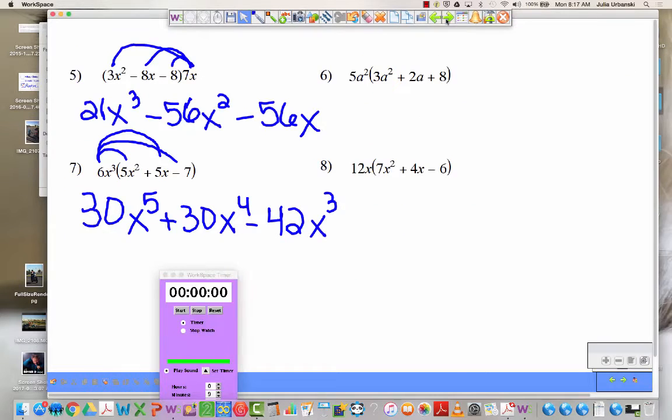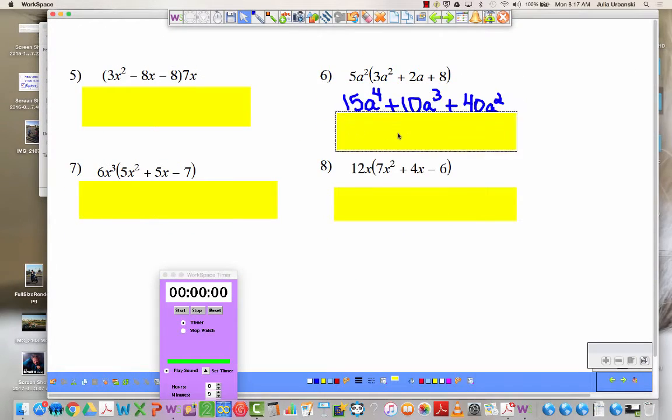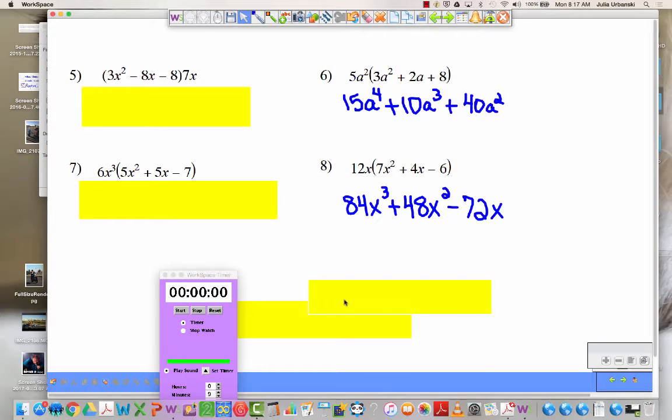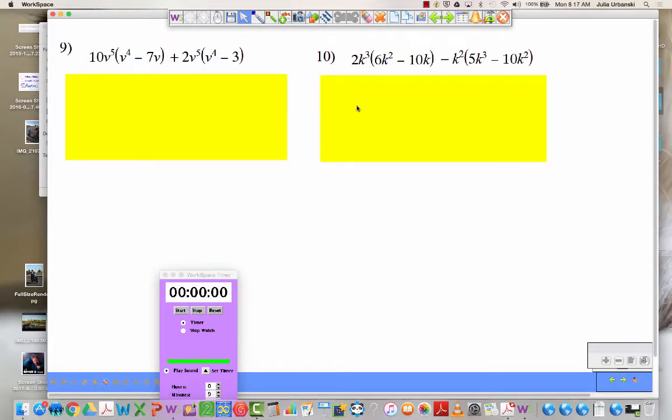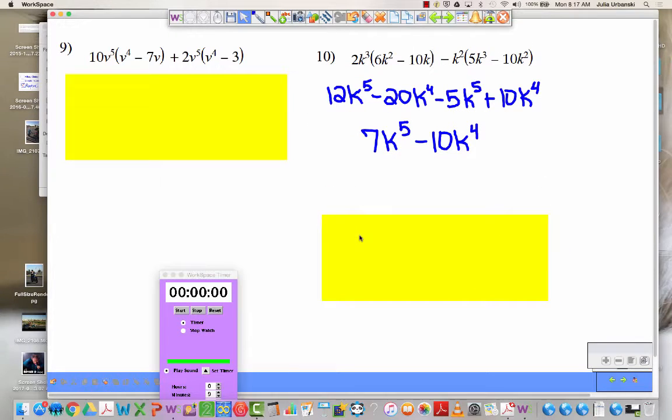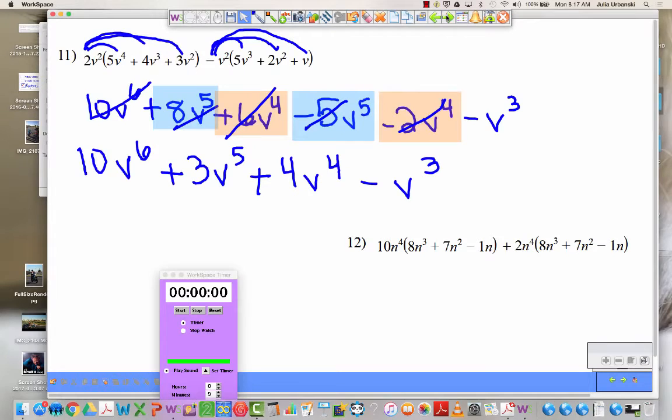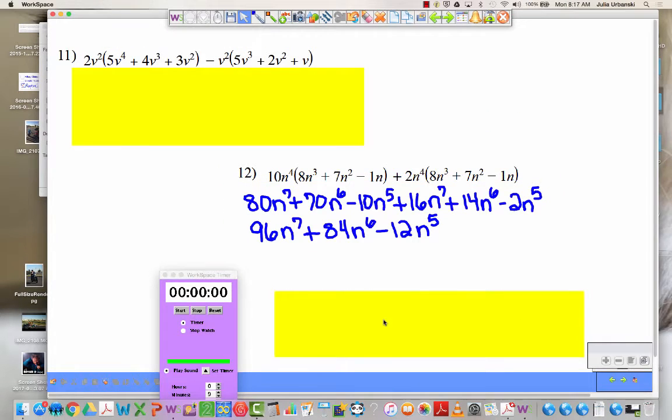Number 6, 15a to the fourth, 10a to the third, 40a to the second. And number 8 would be 84x to the third plus 48x squared minus 72x. Number 10 should have come out to be 7k to the fifth minus 10k to the fourth. And number 12 should have been 96n to the seventh, 84n to the sixth, minus 12n to the fifth. Any questions?